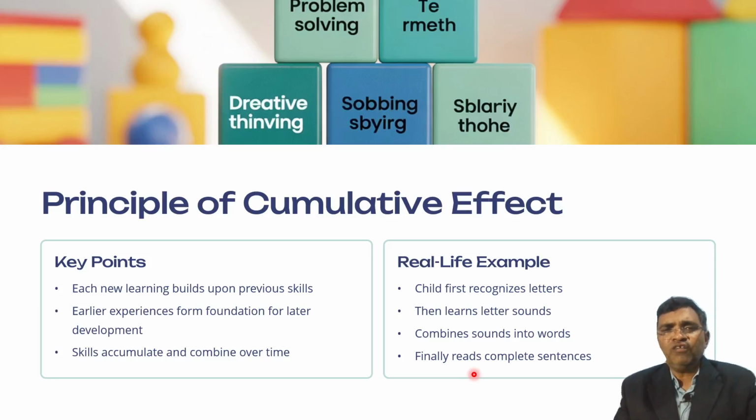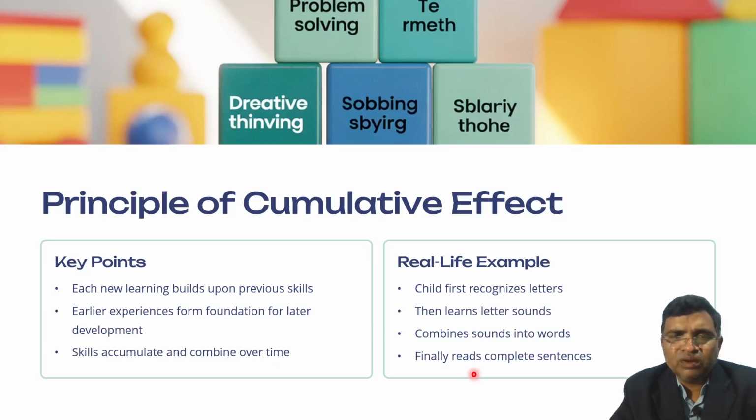Then principles of cumulative effect. Here, each new learning builds upon the previous skill. If you learn something, on that you are going to have an extra skill. So your learning depends on what you learned earlier. Earlier experiences form a foundation for later development. So whatever you learn earlier becomes a foundation for you. Then skills accumulate and combine over time. So small skills become big skills. So that is the thing.